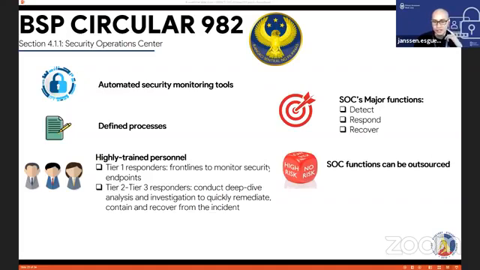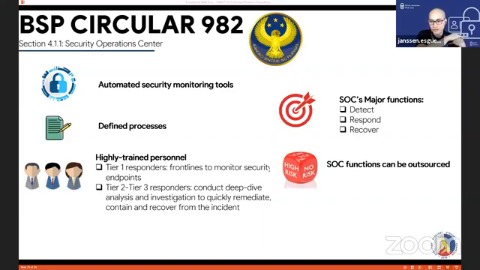So they laid this down. They mandated that the SOC must have defined processes, reporting protocols, procedures, response, and documentation. And of course, it must be manned by highly trained personnel. So tier 1, tier 2, tier 3 responders, by tier. The first layer is usually the frontline. In my previous work at Accenture, I was a tier 3 responder, conducting deep dive analysis and investigation. Usually we look at the audit trail, the workflow, the process flow.